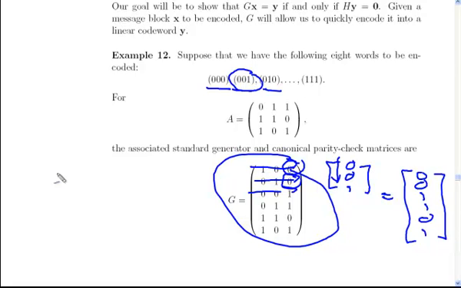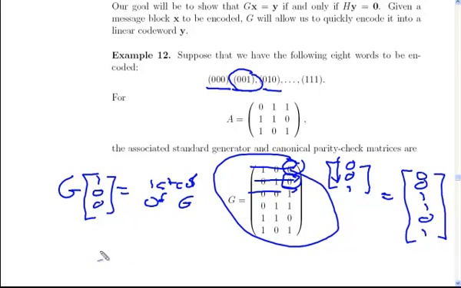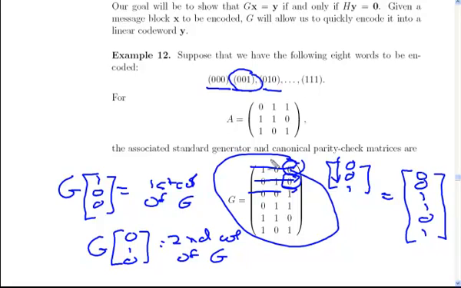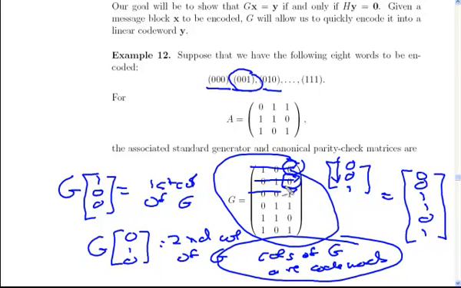Now, if I multiply G by 1, 0, 0, that's going to be equal to the first column of G. If I multiply G by 0, 1, 0, that's going to be equal to the second column of G. So what's the conclusion? The conclusion is that the columns of G are code words. The columns of G are code words. Easy way to find out what the code words are.